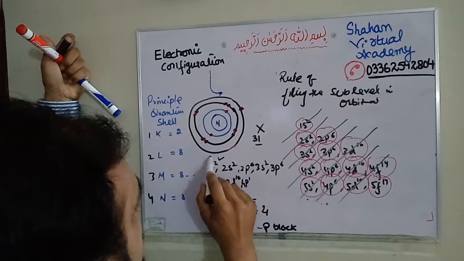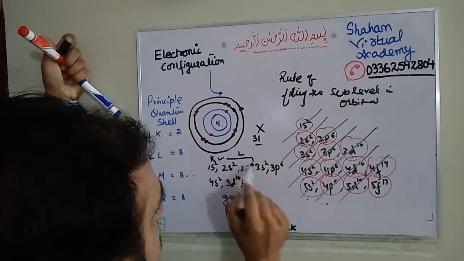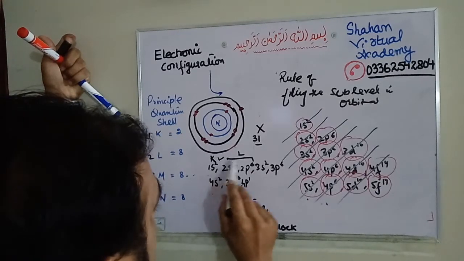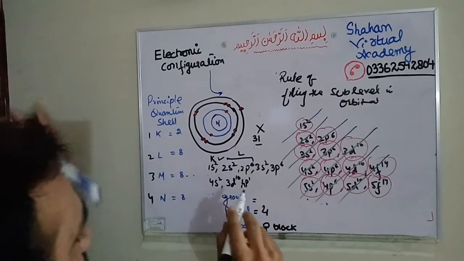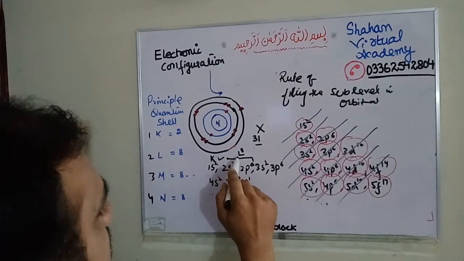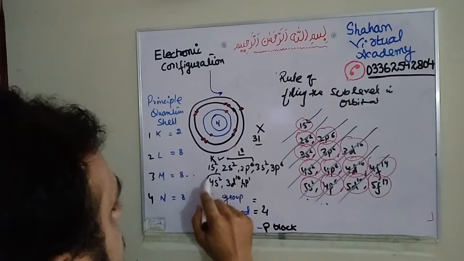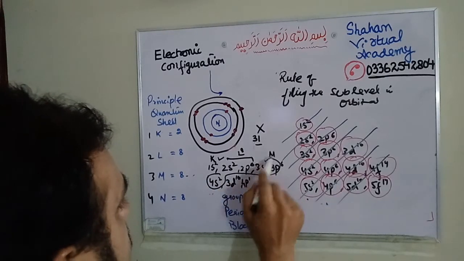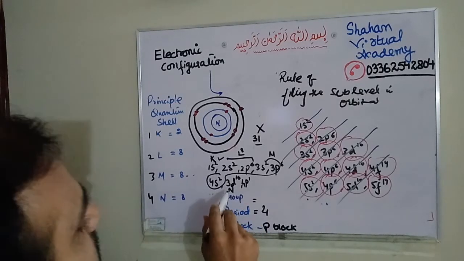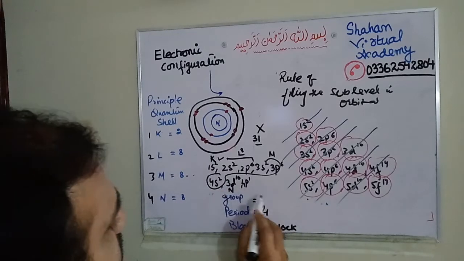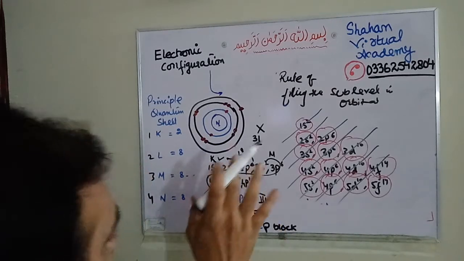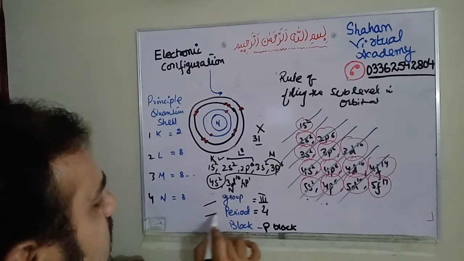Then we arrange the electrons by shell: 2 electrons come on the K shell, 8 electrons on the L shell, 18 on the M shell, and 3 on the N shell. So 3 electrons are in the outermost shell, which means it is group 13, or group 3 in the older system. So with the help of electronic configuration, you can find the group, period, and block.